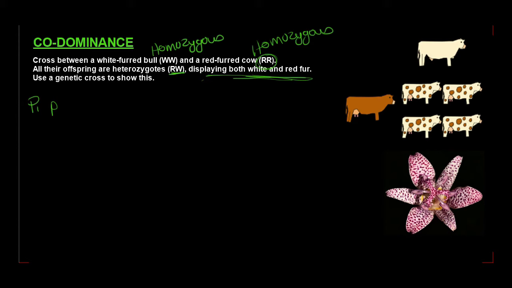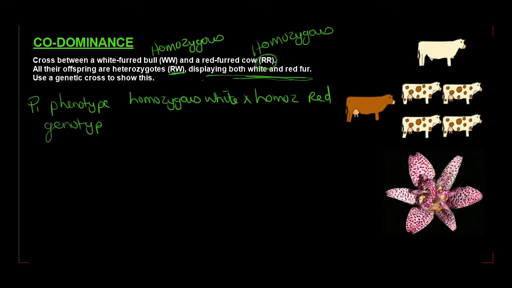So P1 phenotype, it's going to be homozygous white crossing with homozygous red. And then the genotype, what will that look like? It's very easy to confuse codominance with incomplete dominance. Once again, know your terminology so that when you read the question, you are able to pull and extract information out of it. Okay, what do we need to do?